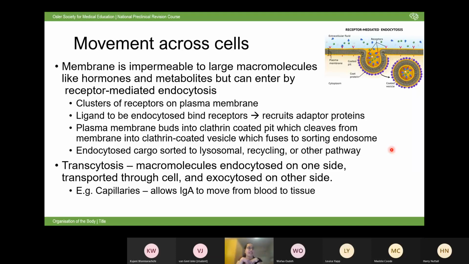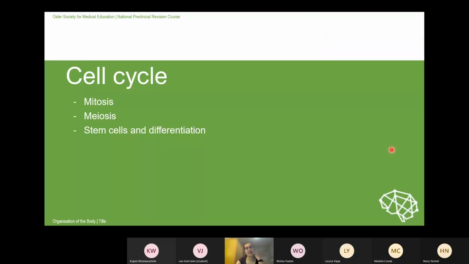So that is endocytosis. And then in transcytosis, after that happens, rather than being used within the cell, it'll just move through the cell on the microtubules and then be exocytosed on the other side. And so this is classically in the capillaries where, for example, in digestion, things will move from the stomach into the blood and then into tissue. That is trafficking. And now the cell cycle.